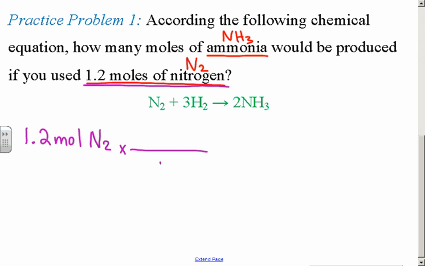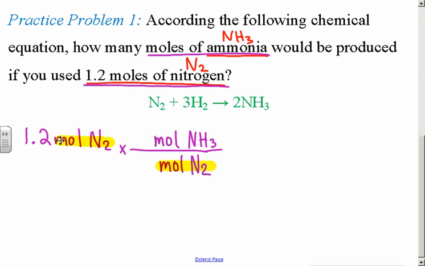What I'm doing here is I'm making a conversion factor. Because I started with moles of N2 right here, I'm going to put moles of N2 in the denominator of this conversion factor. The problem was asking me to find moles of ammonia, so I'm going to put moles of ammonia in the numerator, moles NH3.